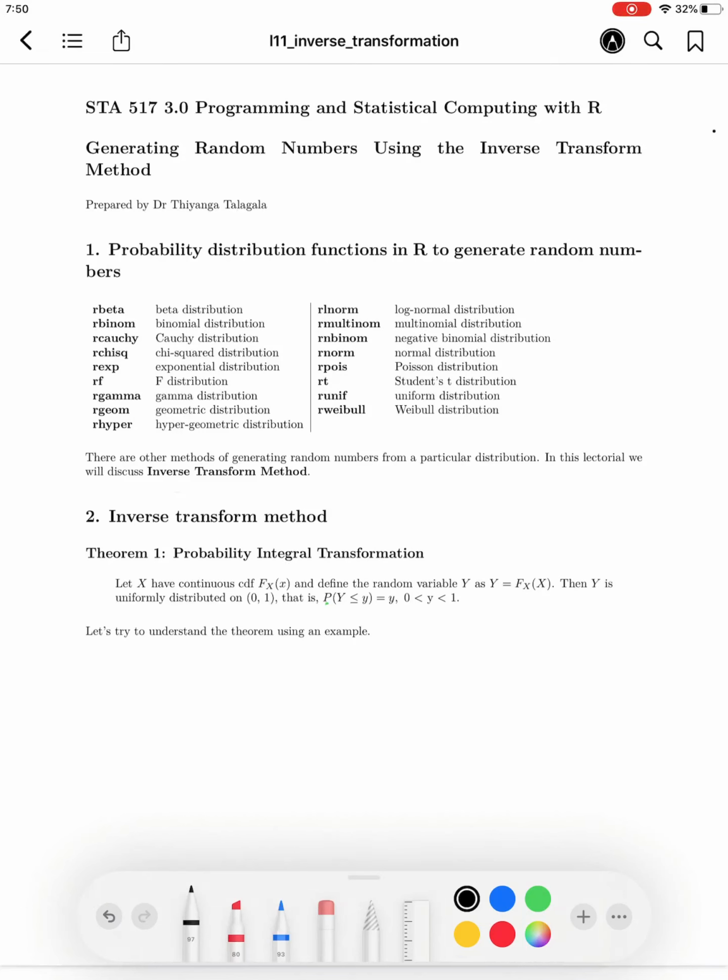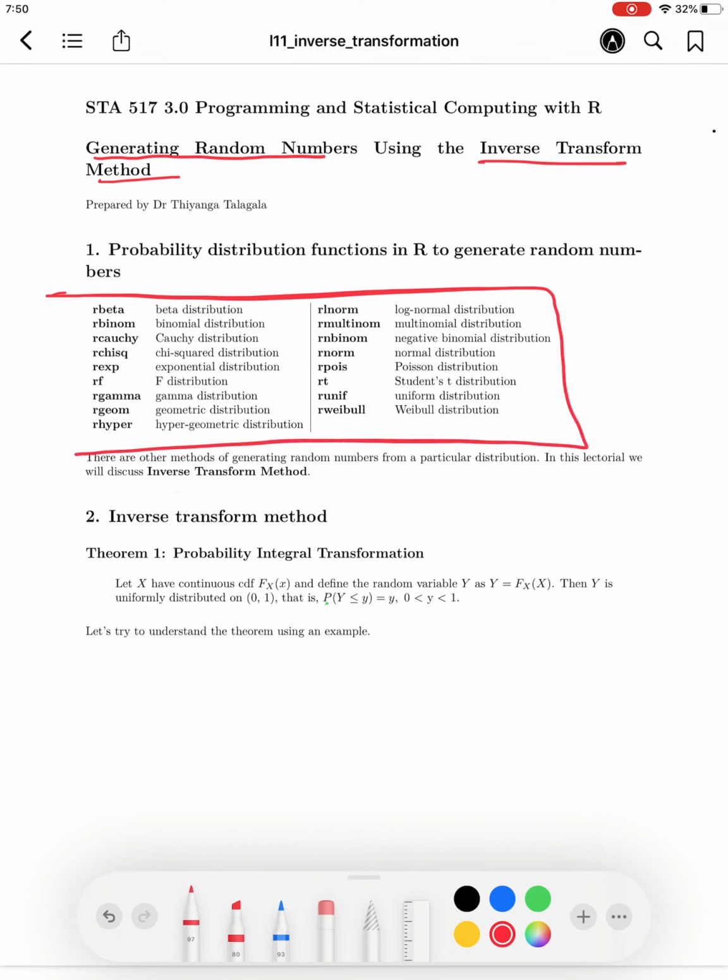Hello everyone. In this lecture, we are going to learn how to generate random numbers using the inverse transform method. We learned how to generate random numbers from these built-in functions in R. But what if you get a distribution outside this list? There are a few other ways to generate random numbers. One such approach is the inverse transform method. You can use the inverse transform method to generate random numbers from any continuous distribution.